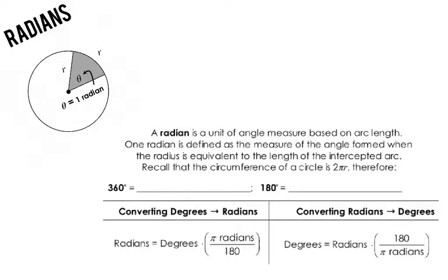Here's what that means. Here's your radius, and it's equal to the intercepted arc. Okay? So remember that anytime we do circumference, that formula is 2 times pi times radius. So therefore, you get this little formula. 360 degrees is equal to 2 pi radians. So if you go all the way around a circle, that's 2 pi radians. And then just common sense, if you had 180 degrees, that would be 1 pi radians.